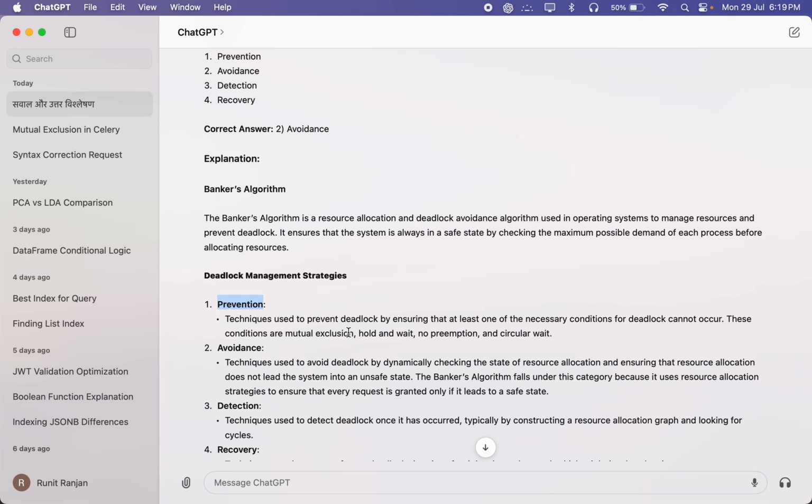Prevention means that by any means you try not to get into a deadlock, right? You try to prevent deadlock by ensuring that at least one of the necessary conditions for deadlock cannot occur. And what are the conditions for deadlock? Mutual exclusion, hold and wait, no preemption, and circular wait. Avoidance is a technique used to avoid deadlock by dynamically checking the state. So it checks the state of the resource allocation, to show that the resource allocation does not lead the system into an unsafe state.